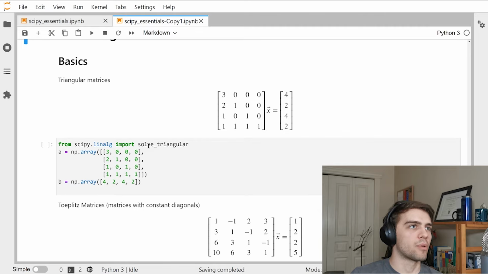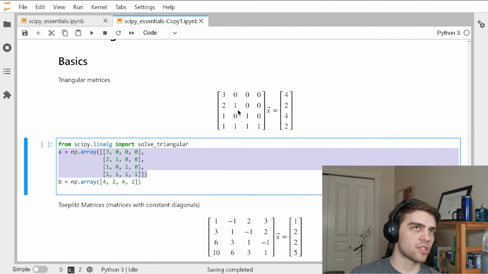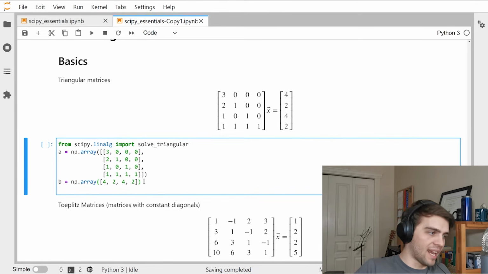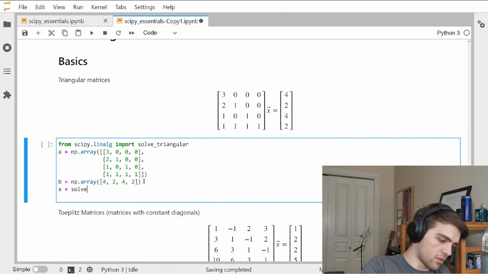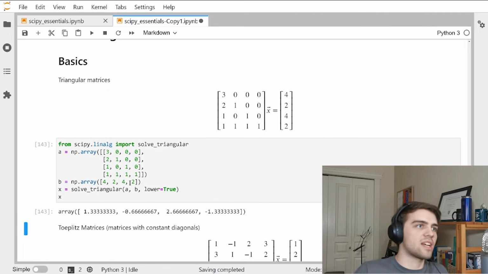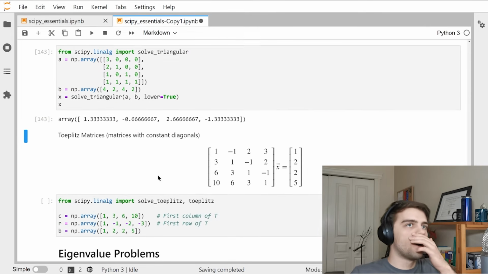So here I go, I import solve_triangular. I define A, which is the matrix. I define B, which is this vector here. And if I want to get X, I go X is equal to solve_triangular(A, B), and since it's a lower triangular matrix, I give lower=True. And I can find X, and it will give me the solution for X.